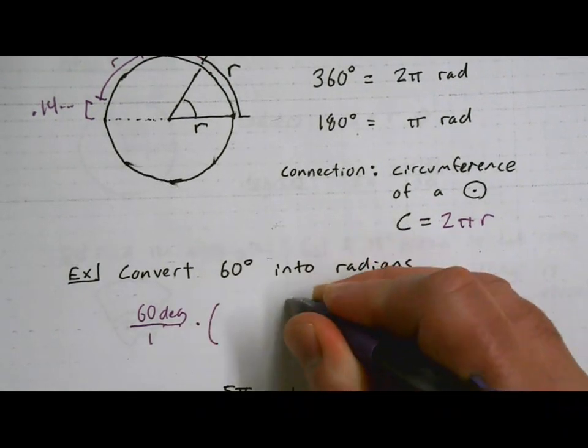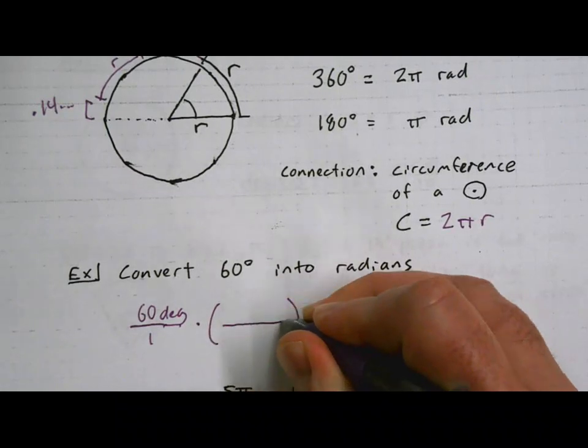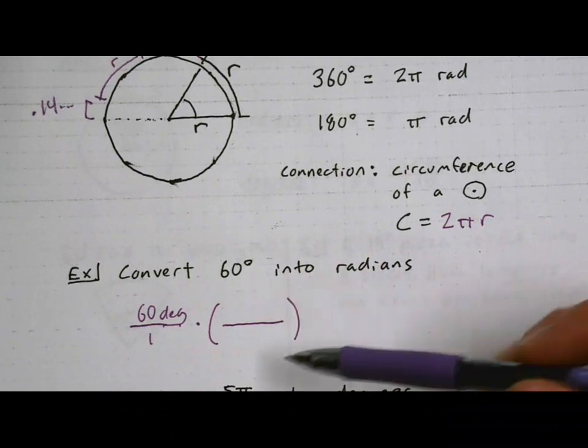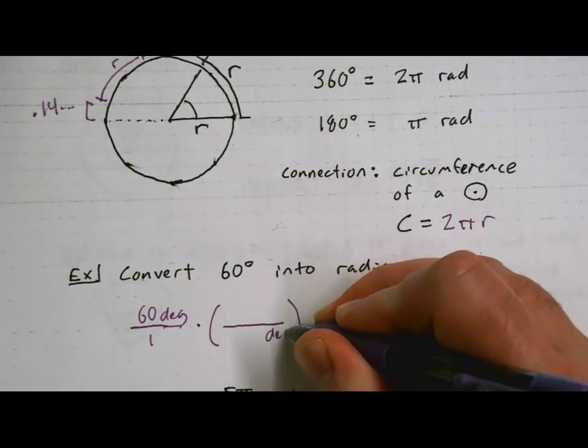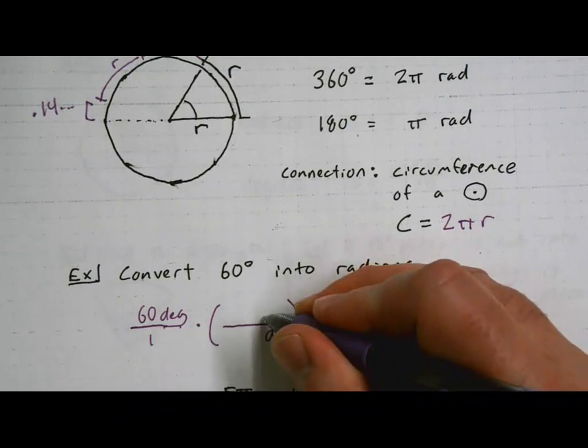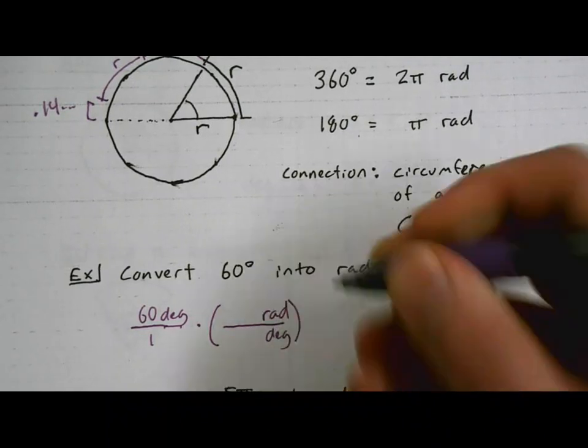And all I need to do is multiply it by some fancy version of 1 to cancel out the units I don't want and turn it into the units I do want. I don't want degrees. Where am I going to put degrees in my fancy 1? Degrees in the bottom. And we can convert now degrees into radians.